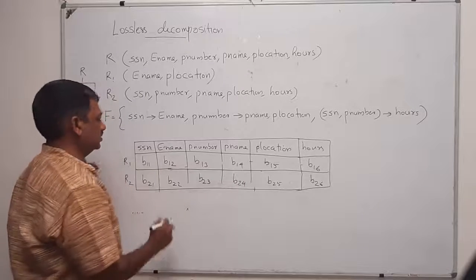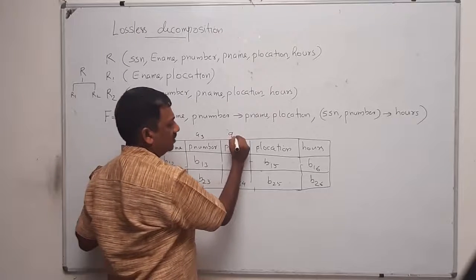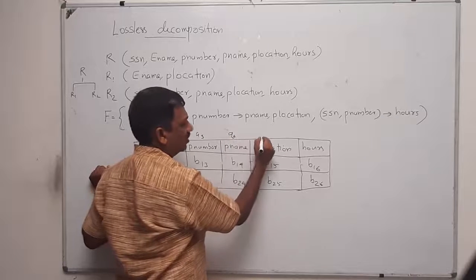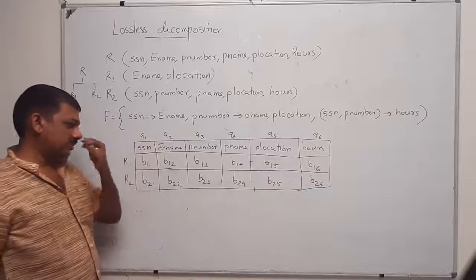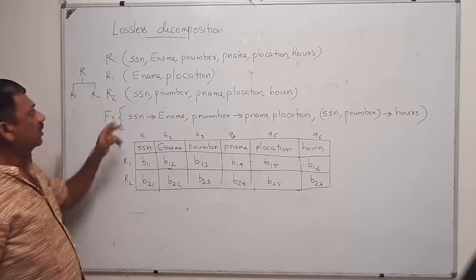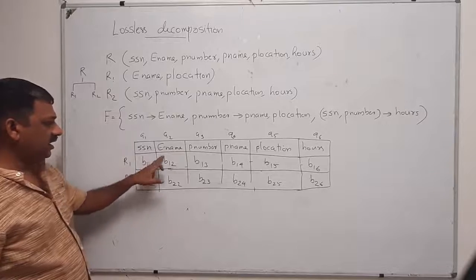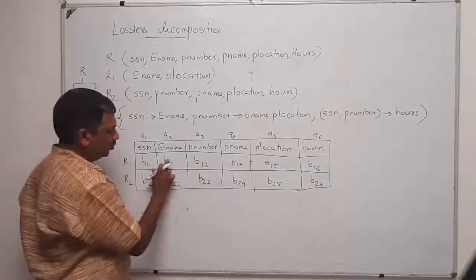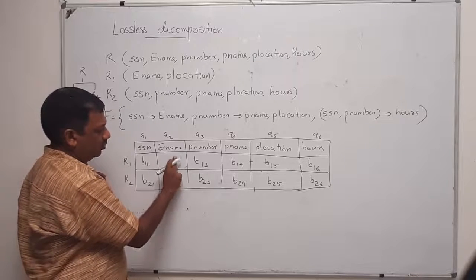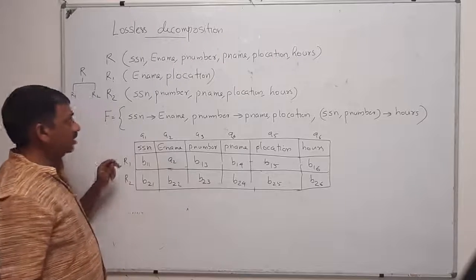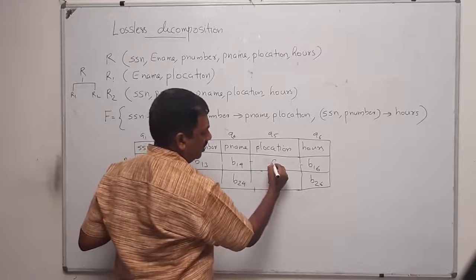Up to B26. Then I am going to have A1, A2, A3, A4, A5 and A6. So these are the columns. Now here R1 is having ename and p location. R1 is having ename, so there I am going to replace this with A2. Then p location is here, and this is having A5.